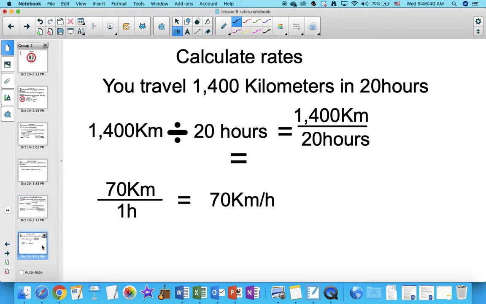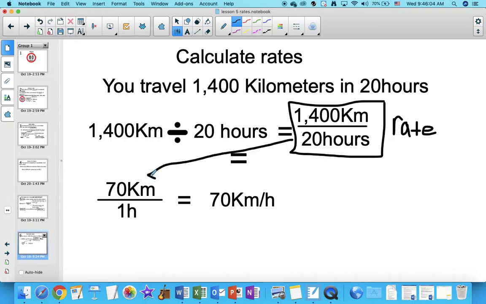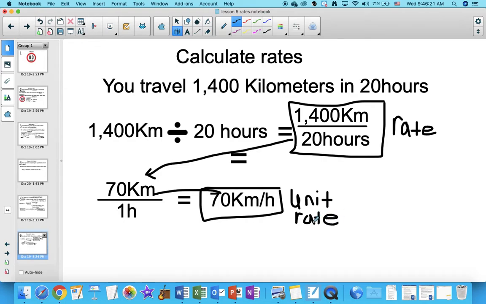So you travel 1,400 kilometers in 20 hours. Well, you traveled 1,400 kilometers divided by 20 hours. This is our rate. When you simplify this fraction and make sure you have your units, you can put hours or H for hours, you'll get 70 kilometers in 1 hour. Or you could write it like that, which is our unit rate. So this is our rate, the unsimplified form, and our unit rate is our simplified form.